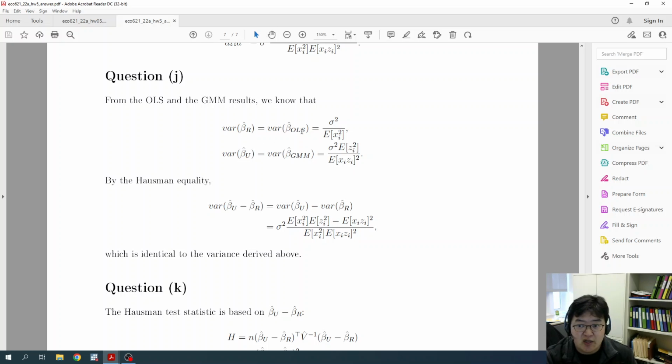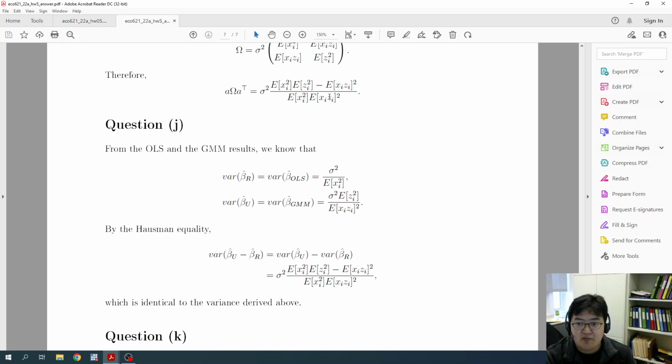What you need to do here is simply borrow the result from the OLS. The restricted estimator is the OLS estimator, so its variance is well known. And the unrestricted estimator is the optimal GMM estimator with one IV, so you get this asymptotic variance. By the Hausman equality, the variance of their difference is the difference of their variances. And then you get this, which is a copy and paste of this guy. It should be simple algebra.